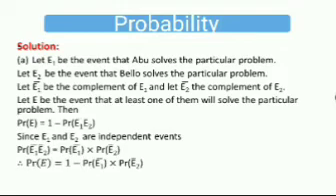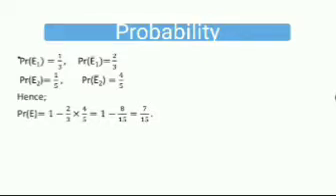So the probability of E1 bar will be 1 minus probability of E1, and that is what we have here. Probability of E1 is equal to 1 over 3. So to get the complement of this one, just say 1 minus 1 over 3, which is 2 over 3. Then probability of E2 is 1 over 5. This one is given. So to get the complement of this one, just 1 minus 1 over 5, which is equal to 4 over 5. Hence, probability that at least one solves the problem is equal to 1 minus 2 over 3 multiplied by 4 over 5.